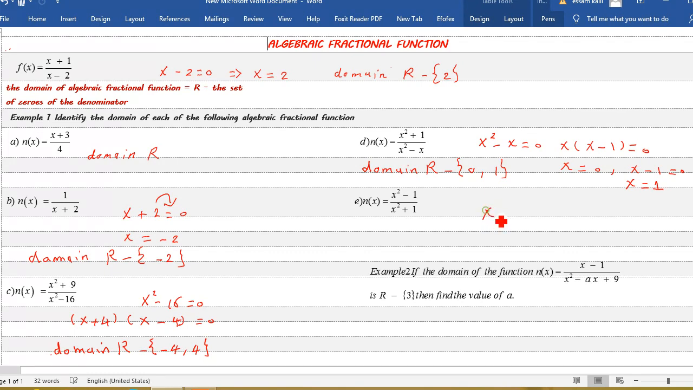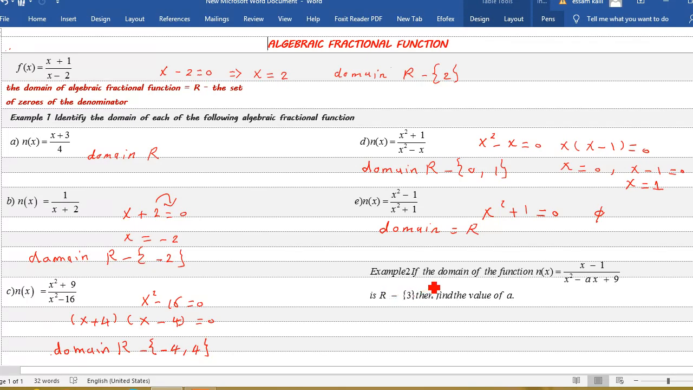Letter E. n of x equal x power 2 minus 1 over x power 2 plus 1. Put x power 2 plus 1 equal 0. Then the zeros of the denominator equal what? Equal empty set, because x power 2 plus 1 does not exist factorization، يعني ملهاش factorization. يبقى then الدومين equal what؟ يبقى equal R.